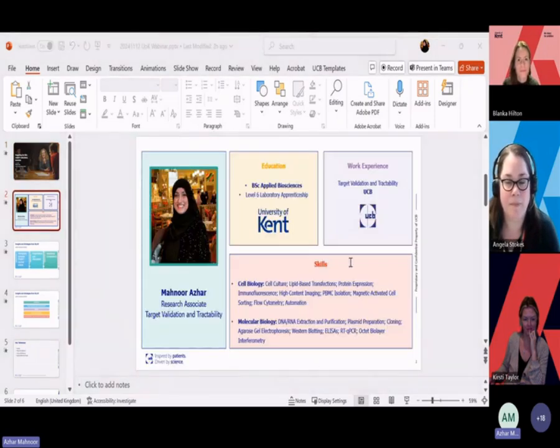My name is Mahnoor. I work in the target validation and tractability team at UCB, where essentially I contribute to projects focusing on advancing our understanding of biology and in the very early stages of drug discovery and development. I recently completed an applied bioscience degree with the University of Kent, undertaken as part of a degree apprenticeship programme. And my role at UCB has allowed me to develop a range of technical skills, particularly in cellular and molecular biology. And I'm also engaged with cross-disciplinary teams and business-oriented objectives.